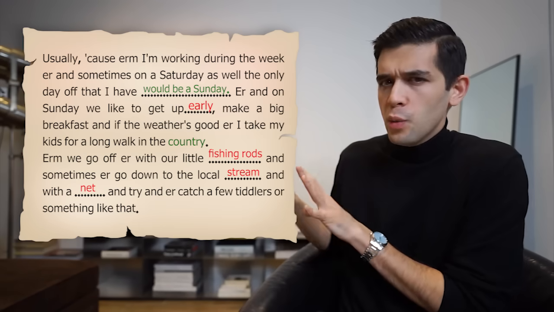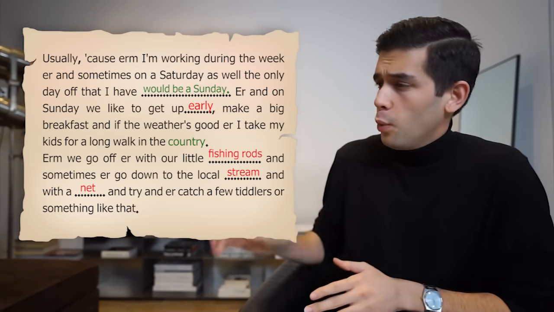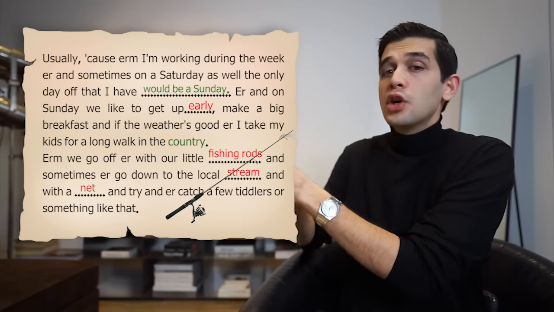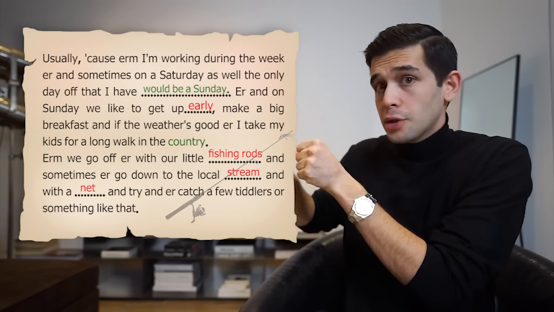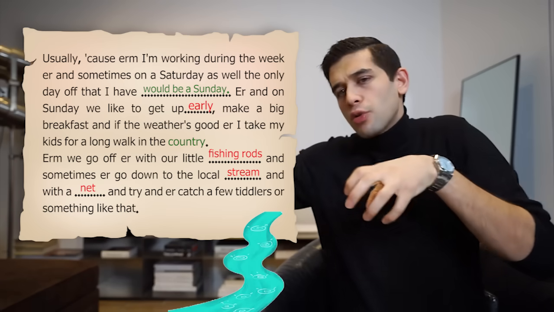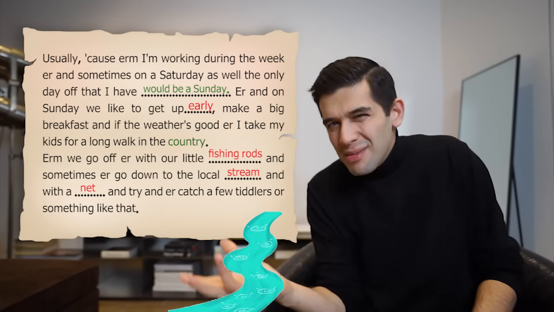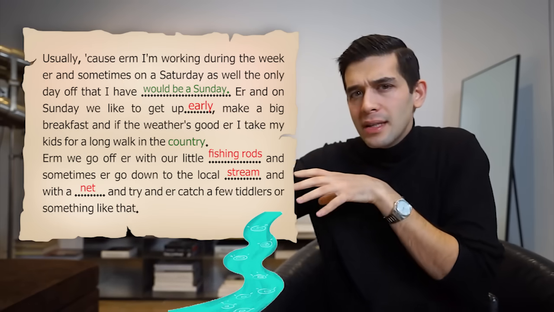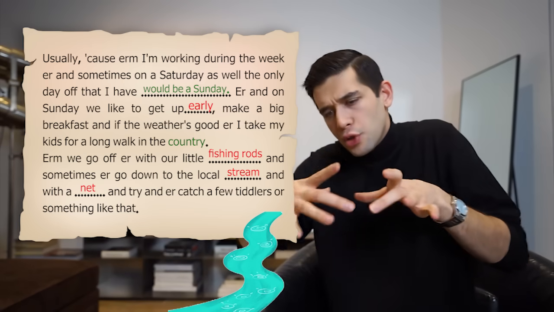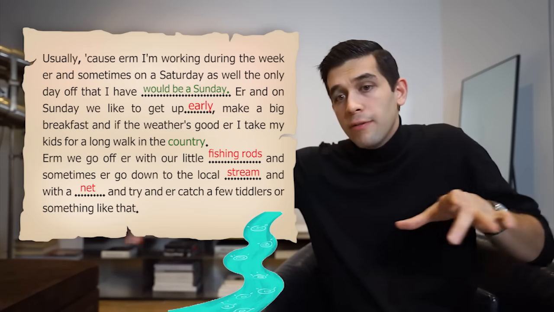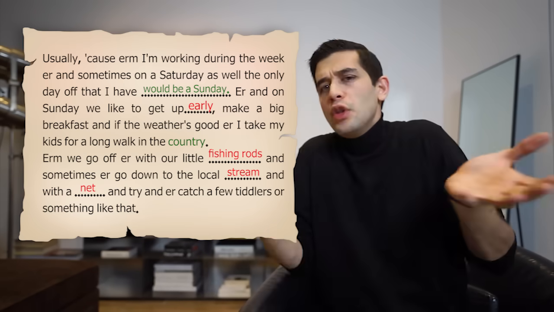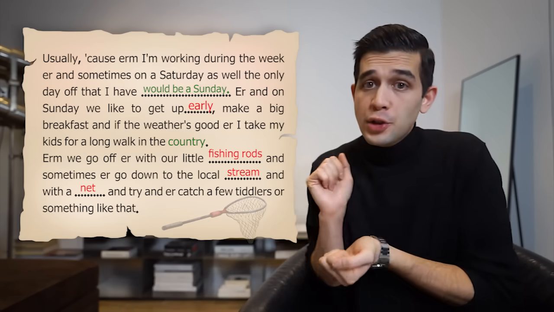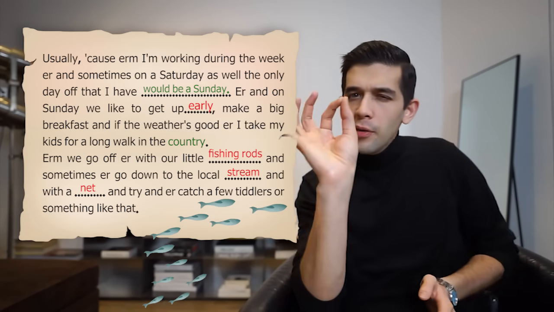And there were a few words here that I would like to talk about. One of them is fishing rod, which is something you use in order to go fishing and catch a fish. Stream is a natural flow of water. It's something like a river, but it's not exactly a river. It's usually found in mountains and valleys. It's a narrow stream of water, a narrow flow of water. And you know what a net is, which is used in order to catch fish. And also, tiddlers are very small fish.